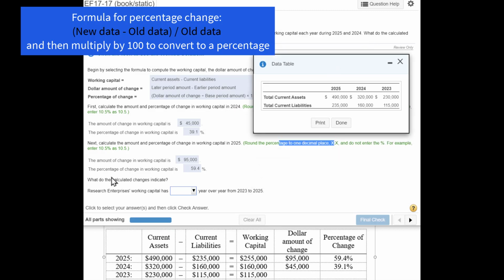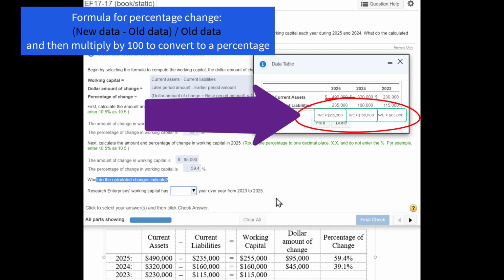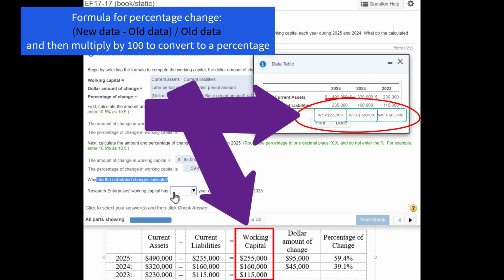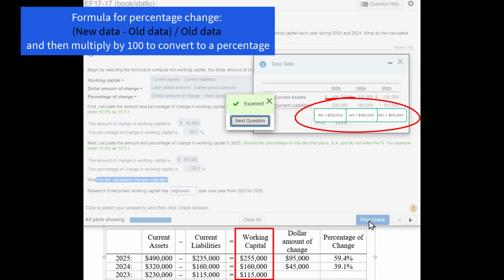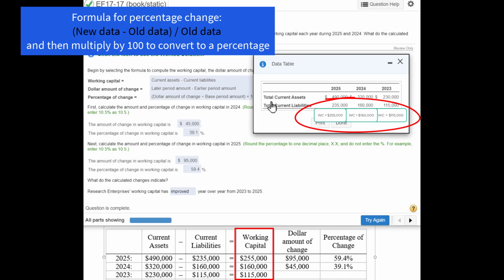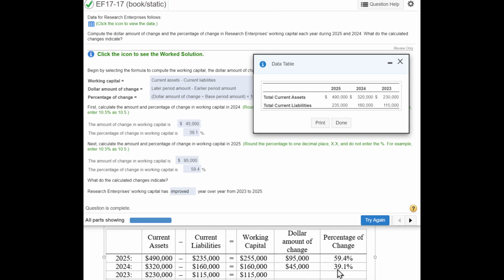So let's see what it's asking us now. What do the calculated changes indicate? It says Research Enterprises' working capital has done what year over year from 2023 to 2025? So it was 115, then 160, then 255. So it's increased every year. It's improved every year. Awesome. So that's good. The company's working capital is improving each year. And it's actually increasing at a faster rate, 39% and then 59%. So everything's looking good as far as working capital for this company.